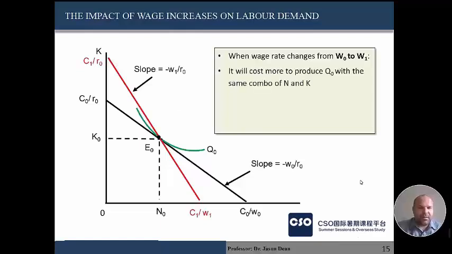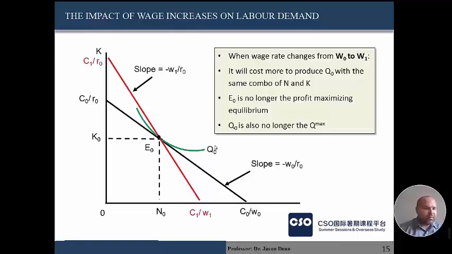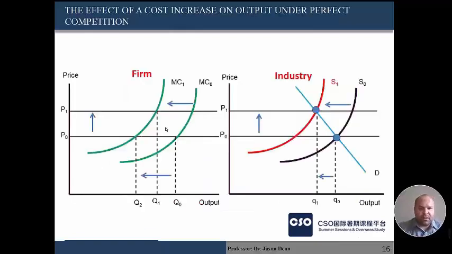Now, the thing is, it's going to cost more now to produce Q0 with the same combination of N and K. Not only that, this point E0 now, or actually more specifically Q0, is not the profit maximizing quantity anymore. Okay, costs have increased, and so the firm will want to produce less. Let's look at that more closely.